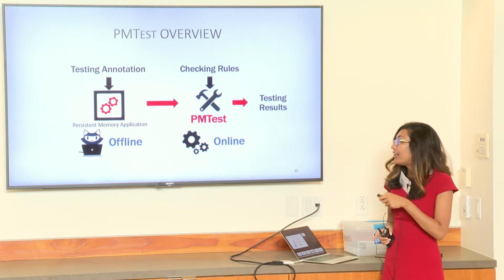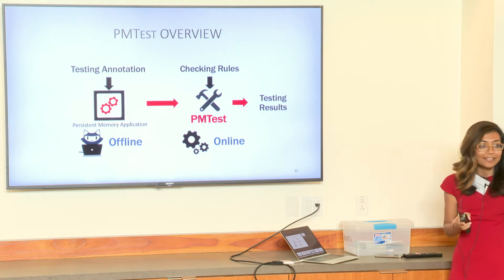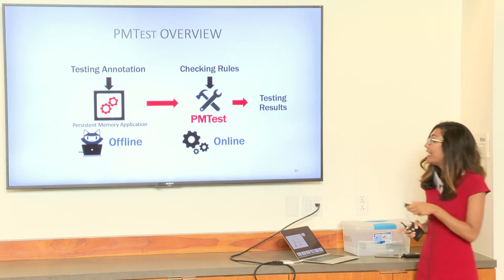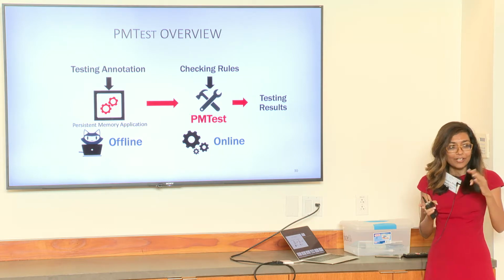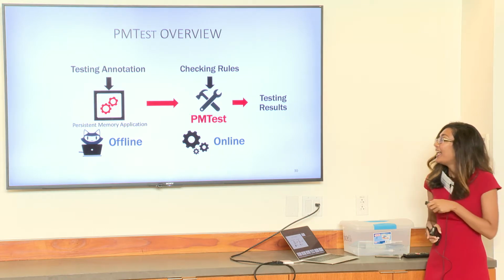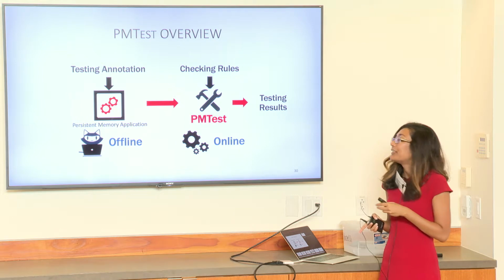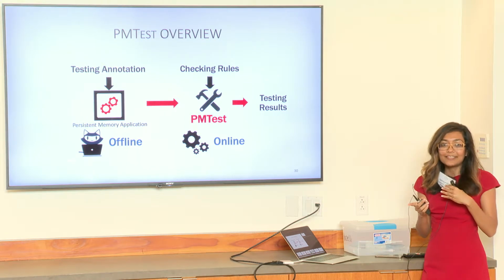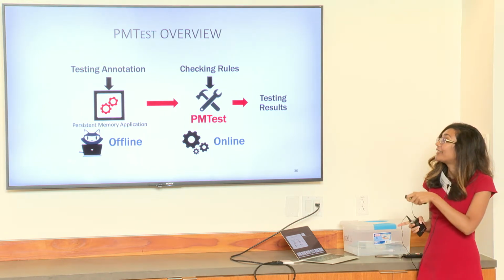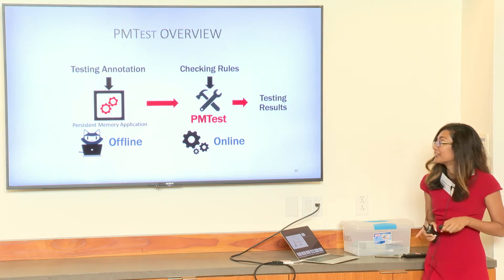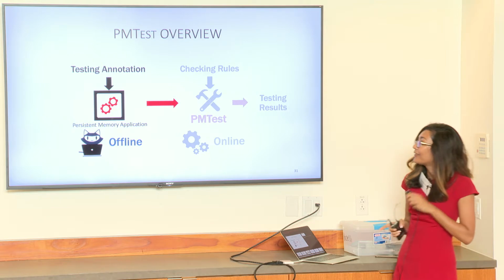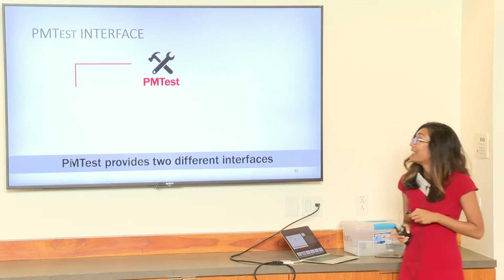So basically, PMTest has one offline stage and one online stage. In the offline stage, programmers annotate their code to say where they want to do their test. And in the online stage, we just take the trace and check it using the rules that we have for different programming models. So first, let's take a look at the offline analysis.